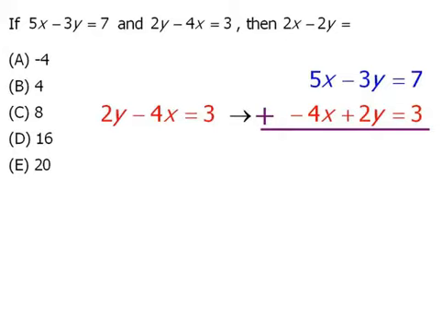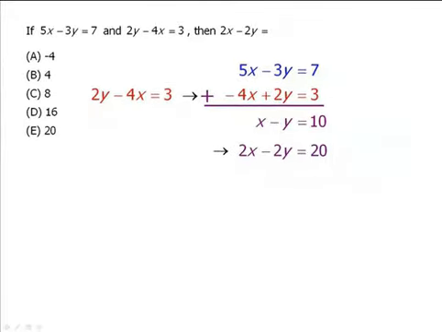5x plus negative 4x is equal to x, and negative 3y plus 2y is equal to negative y. Also, 7 plus 3 is equal to 10. Notice that our question asks us to find the value of 2x minus 2y, and so far we know the value of x minus y. If we multiply both sides of our equation by 2, we get 2x minus 2y equals 20. So we see here that our answer must be E.